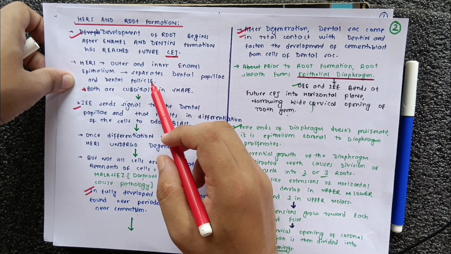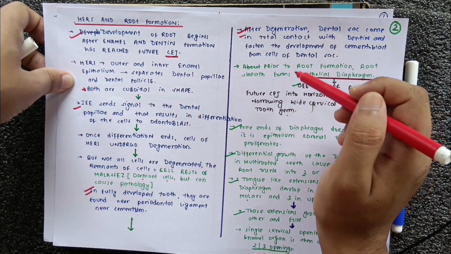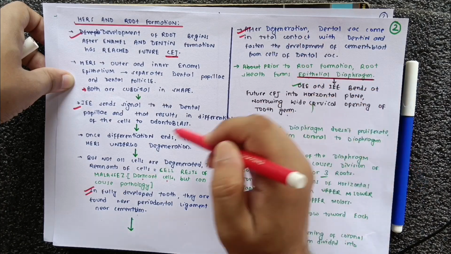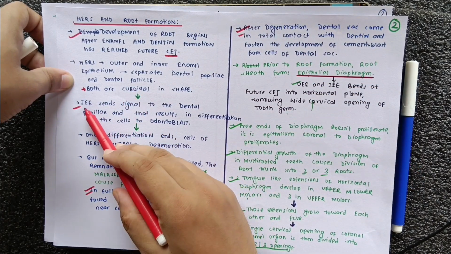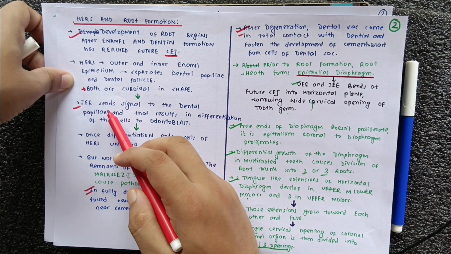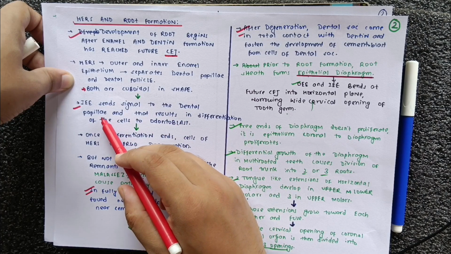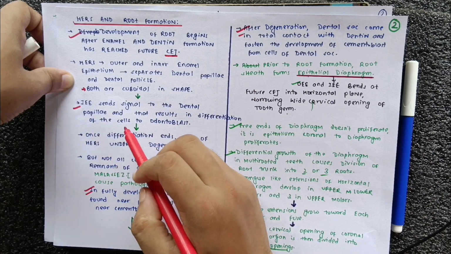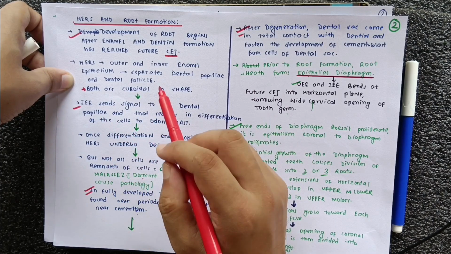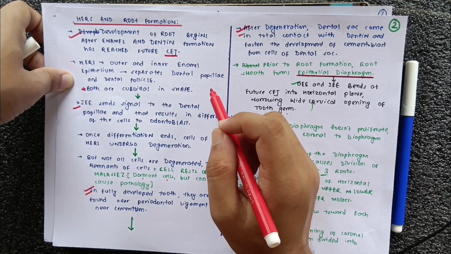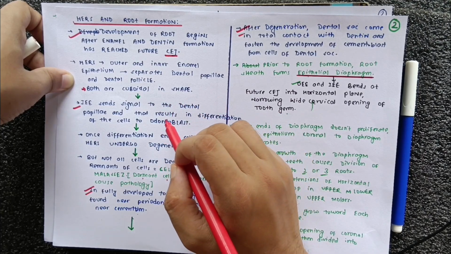After this, I have prepared a flow chart, and this flow chart is very important. After that, the inner enamel epithelium sends the signal to the dental papillae, and that results in the differentiation of the cells into odontoblasts. So the cells present in the dental papillae differentiate into odontoblasts.